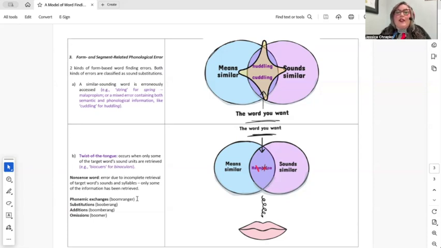I like to review this model of word finding with clients and go through these 4 different types of errors, again, because it helps us identify where the breakdown is happening and which strategies are going to be most appropriate. And I'll go through different kinds of word finding strategies in another video.